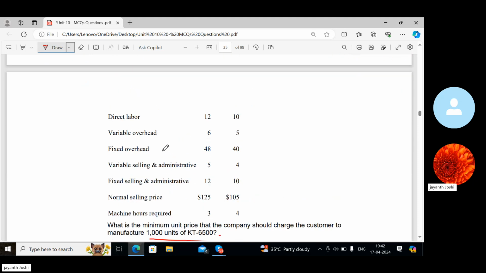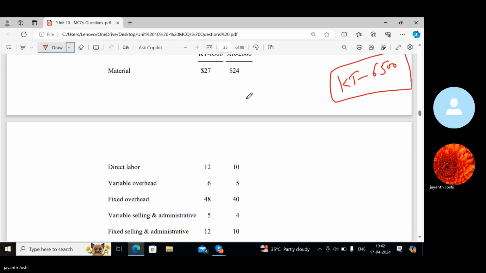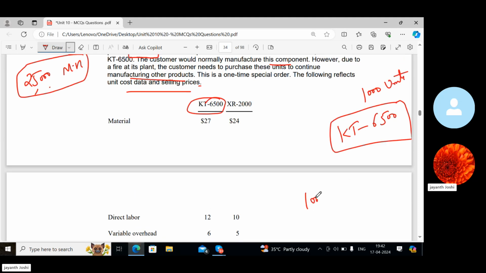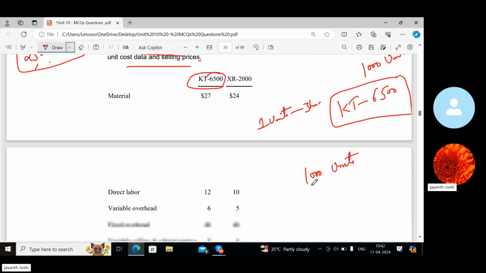So here, how many hours are required? 3 hours are required to make KT 6500, correct? How many units do they have to make? 1000 units. Each unit is taking 3 hours. So 1000 units would take 3000 hours, correct? This many hours are required to fulfill the special order of KT 6500.